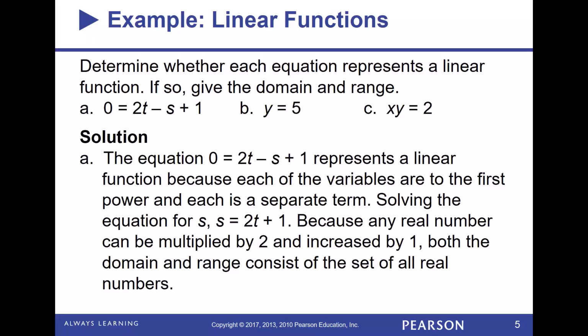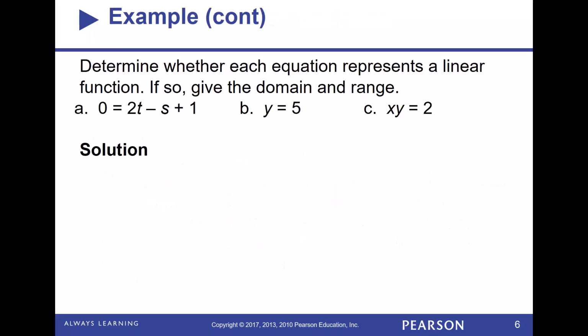Now, as I'm looking at it there, we can also see that there's really no restrictions on what I can plug in for the variables. So there's really nothing that says I can't plug in any number. So the domain and range of both of those variables, s and t, are going to be all real numbers. Well, let's look at the second one, that y equals 5 now. Now, in that y equals 5, let's just take a good peek at that. y equals 5, and then let's look at y equals ax plus b.